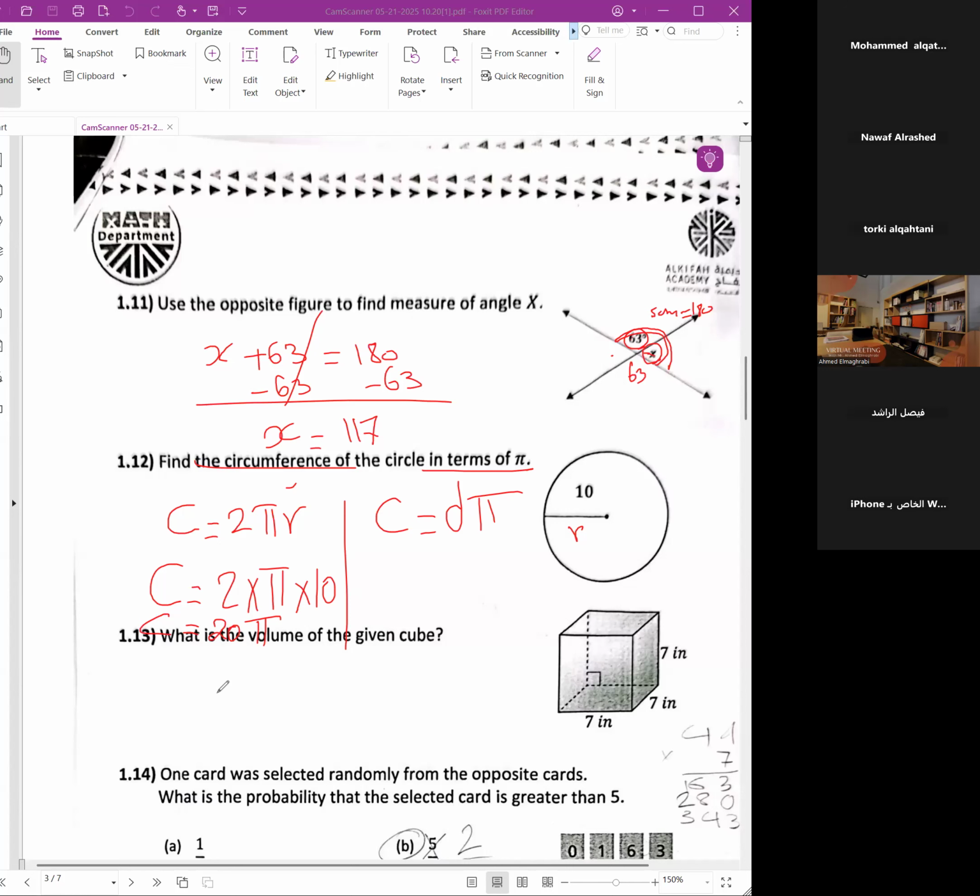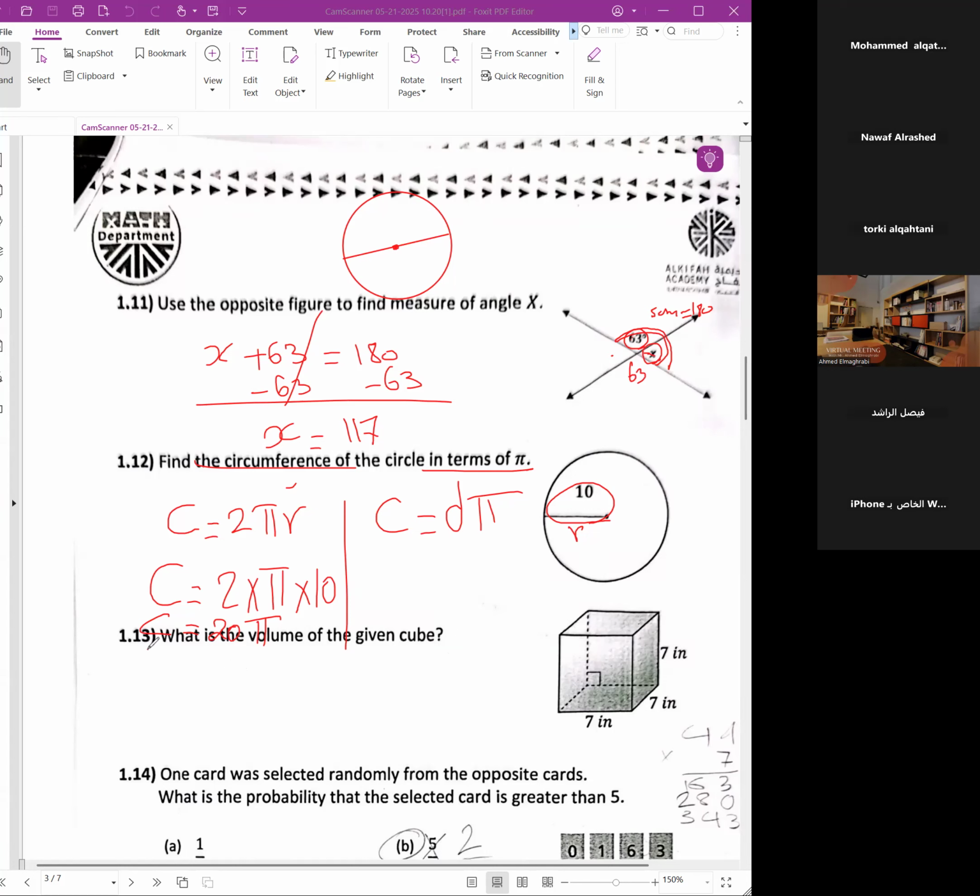And now all of you, question 1.13. Yes, this part is the radius. Diameter is the line that divides the circle into two equal parts, like this one. This one is a diameter. The line that passes through the center, we call it a diameter.